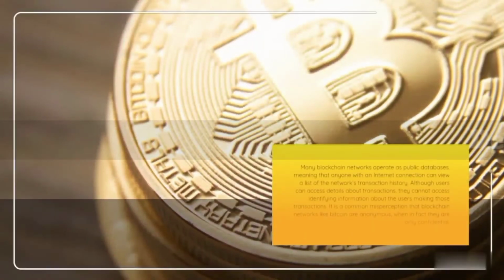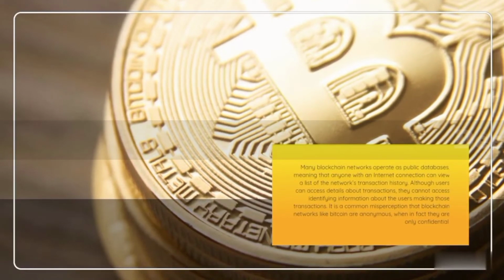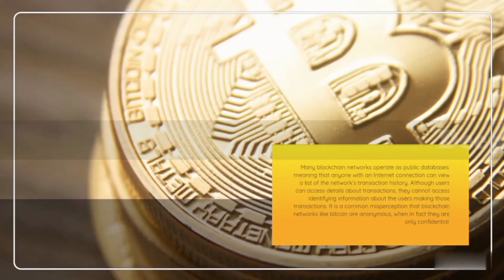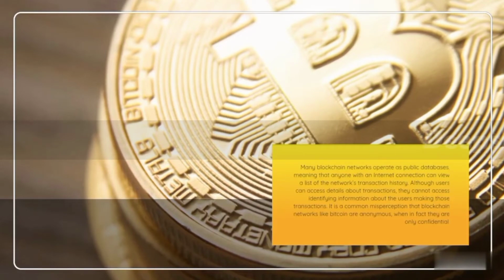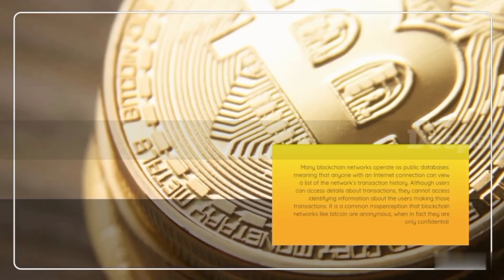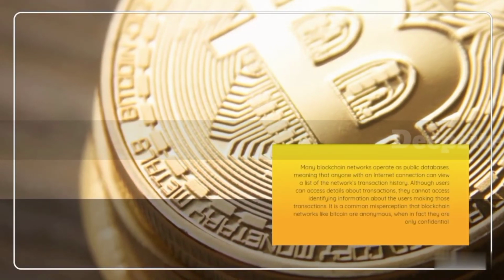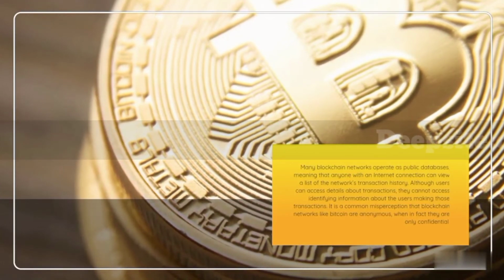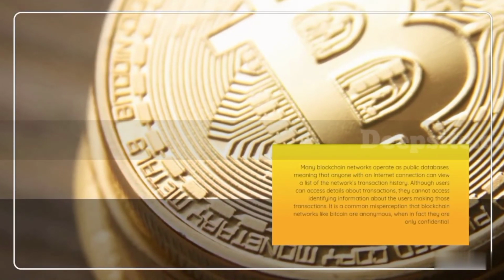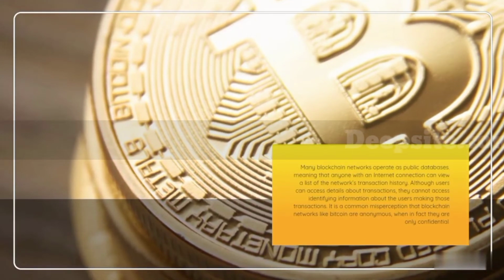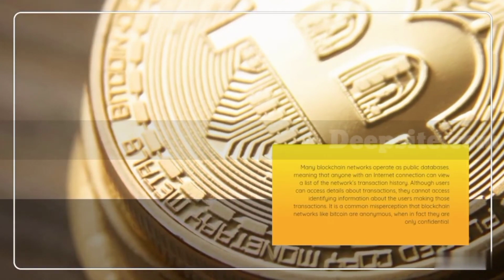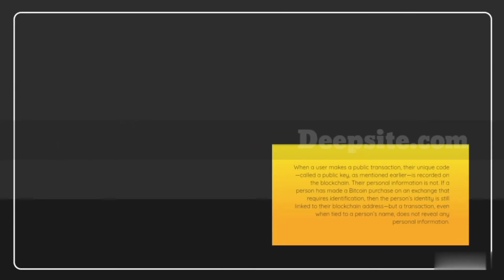Many blockchain networks operate as public databases, meaning that anyone with an internet connection can view a list of the network's transaction history. Although users can access details about transactions, they cannot access identifying information about the users making those transactions. It is a common misperception that blockchain networks like Bitcoin are anonymous, when in fact they are only confidential. When a user makes a public transaction, their unique code, called a public key, as mentioned earlier, is recorded on the blockchain. Their personal information is not.